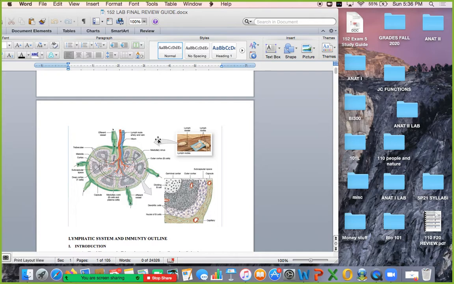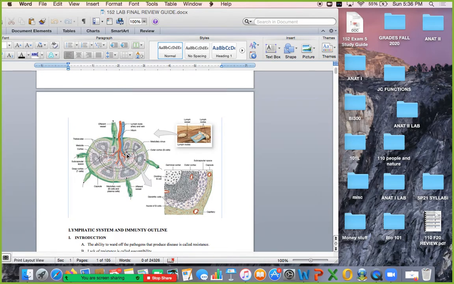This is the structure of a lymph node, and we want you to know that we obviously are going to have a medulla and a cortex, right? The medulla is going to be further in, the cortex is going to be further out, and surrounding that we have this region here, which is the capsule.